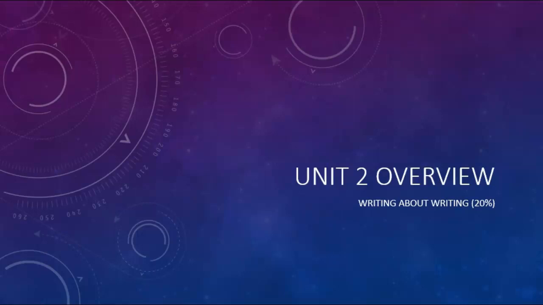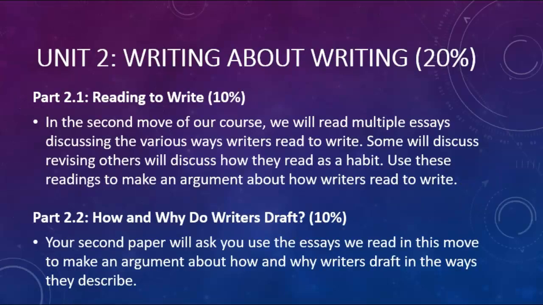Unit 2 discusses writing about writing, and it's 20% of your course grade. The unit is divided into two parts. Part 2.1, Reading to Write, and Part 2.2, How and Why Writers Draft.